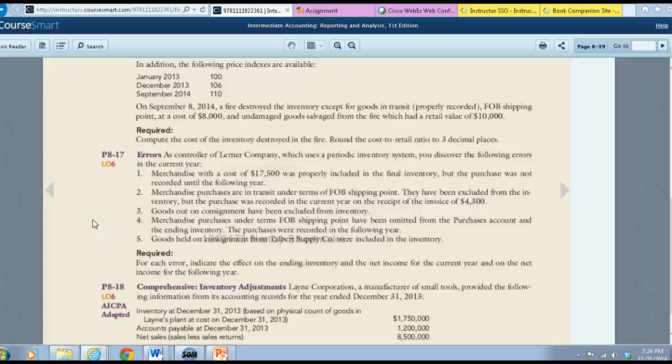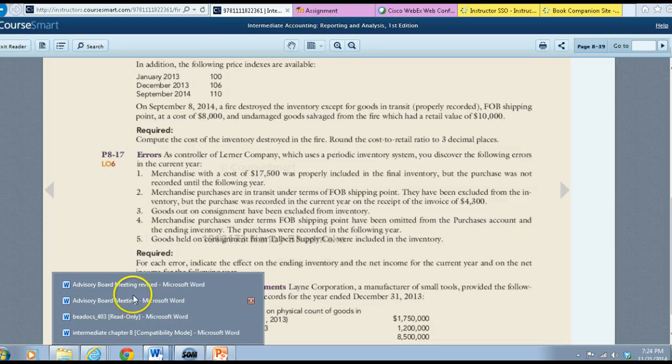Merchandise purchases under terms FOB shipping point. Merchandise purchases from FOB shipping point have been omitted from the purchases account and the ending inventory. The purchases were recorded in the following year. So basically, the purchases were omitted, and they were omitted in the ending inventory.